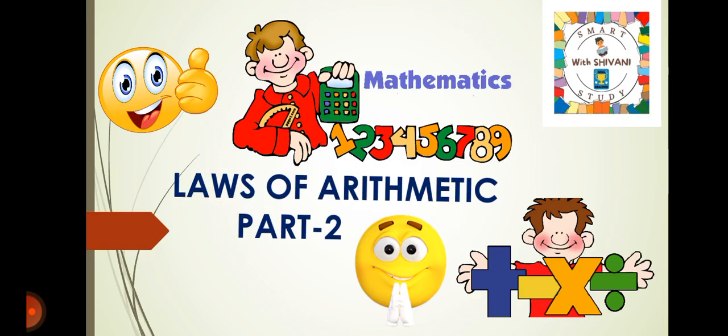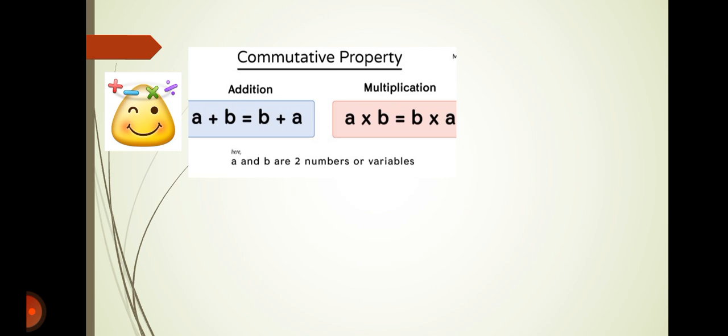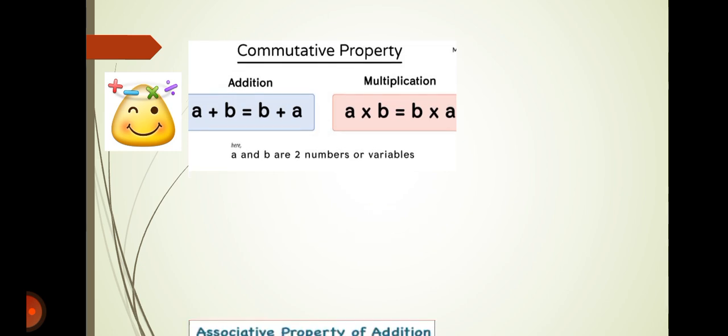Starting with today's session, we will be continuing with the laws of arithmetic. In the previous video, we learnt about commutative law, which holds true only for addition and multiplication, and it doesn't work with division and subtraction. It states that a plus b is same as b plus a, where a and b are two numbers, which means if we change the position of a and b, the answer will remain the same. Similarly, for multiplication, it is a times b is equal to b times a.